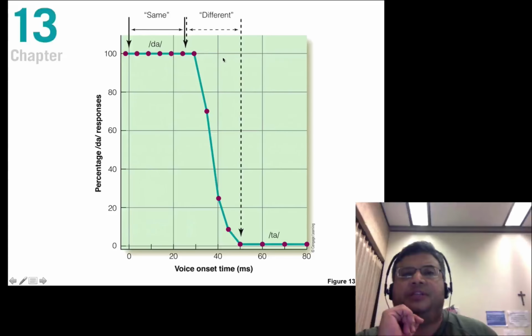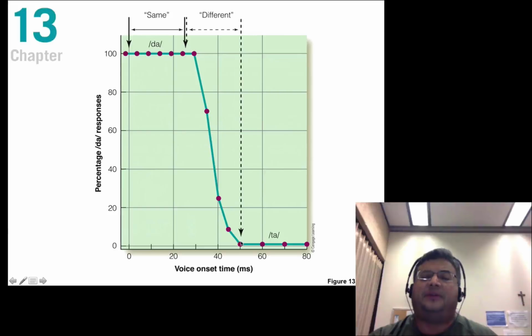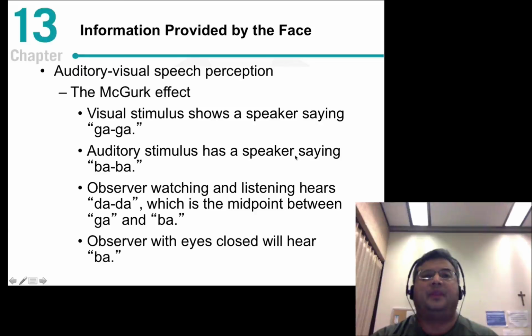And notice this is not a smooth curve. It goes down really quickly. Between about 30 and 50 milliseconds is where there's a little bit of ambiguity, but pretty quickly it becomes pretty obvious, right, when you hit 50 milliseconds that we're not hearing da anymore. We're hearing ta. So there's no such thing as a da and then a something else and then a ta. It's either da or ta.